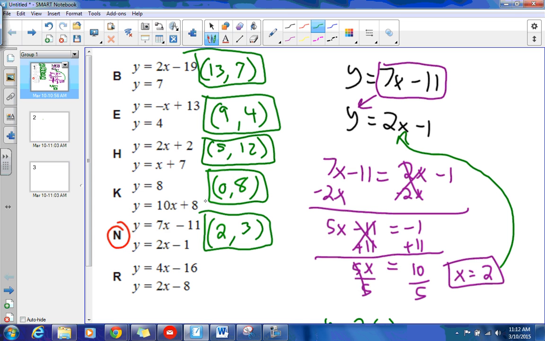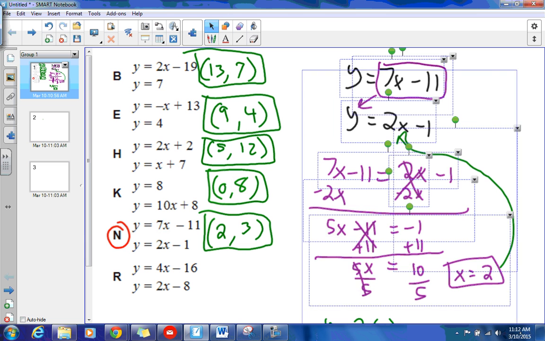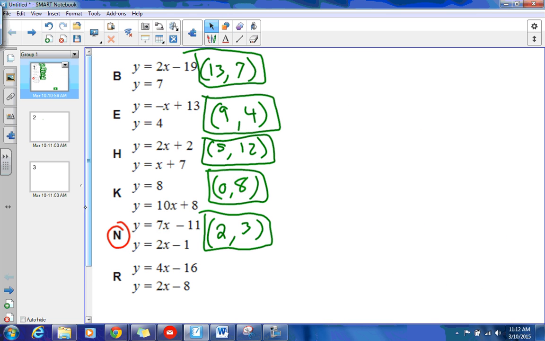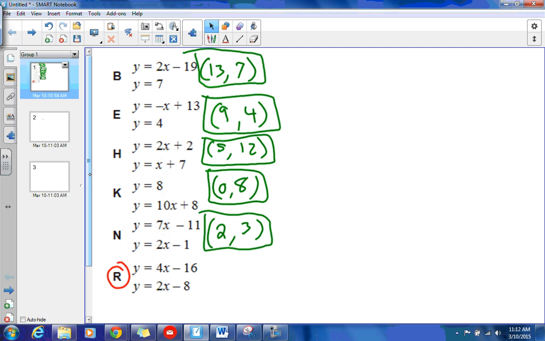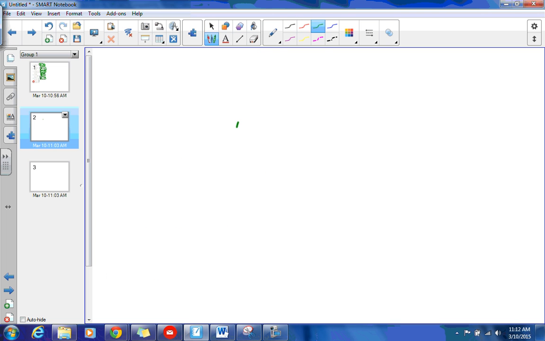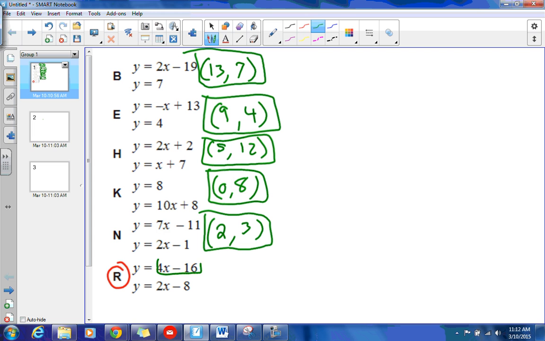And then plot that on your worksheet, and then we're going to finish it off now with letter R. So letter R, let's see how we do letter R. We have y equals 4x minus 16 and y equals 2x minus 8. You might be getting the hang of this already, and you might want to say, I'm not going to rewrite it. You might say that I'm going to plug in this 4x minus 16 in for y, so that I would have 4x minus 16 equals 2x minus 8.